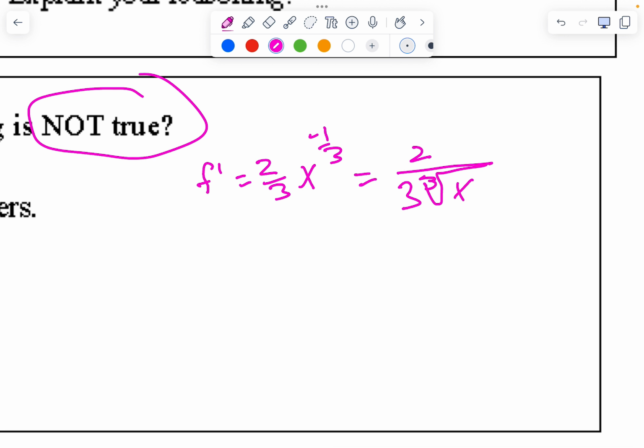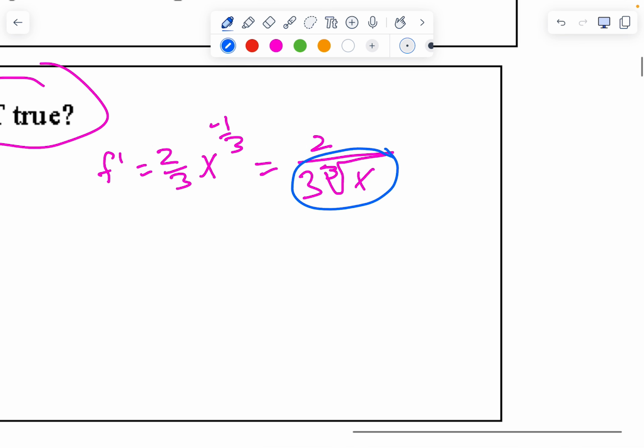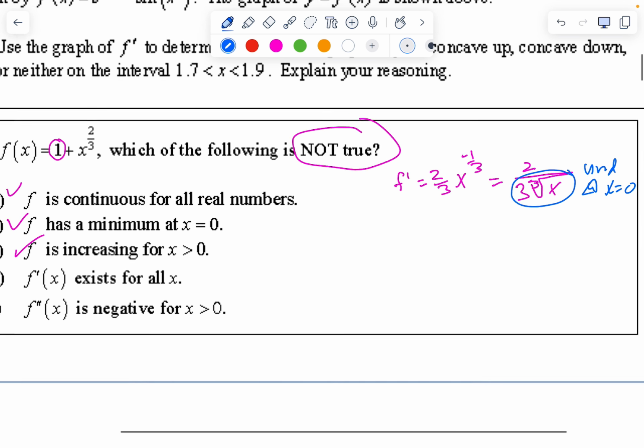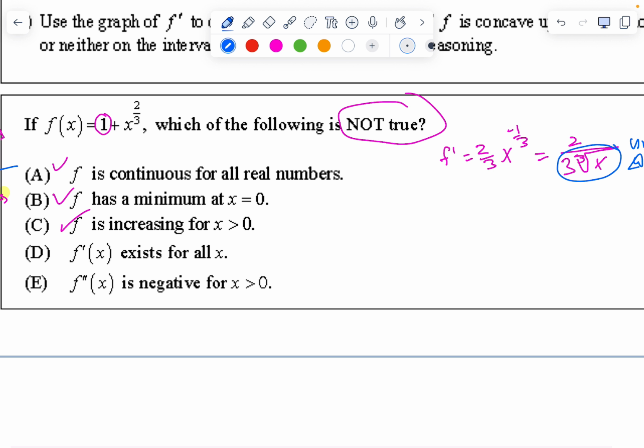So let's see if this exists everywhere. What do I know about x being on the bottom? It is undefined at what? 0. So let's write it is undefined at x equals 0. That makes statement D not true, which has to be the answer, but I want to go on to the next part.